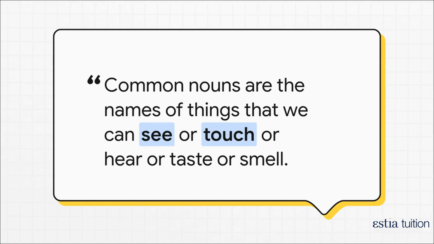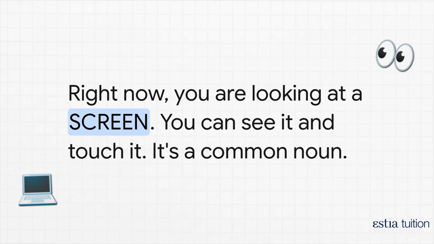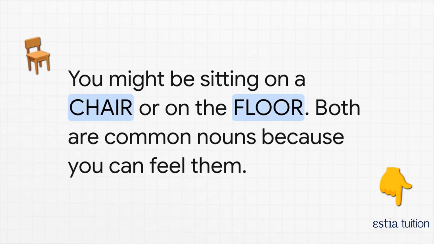It's that direct. Let's make this real. Right now, as you're watching this, you're looking at a screen. You can see it, you could reach out and touch it. That makes screen a perfect example of a common noun. How about where you are right now? You're probably sitting on a chair, or maybe you're on the floor. Both are things you can feel, right? So yeah, chair and floor are both common nouns.